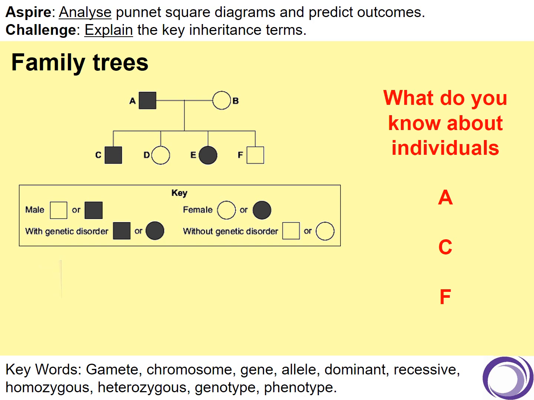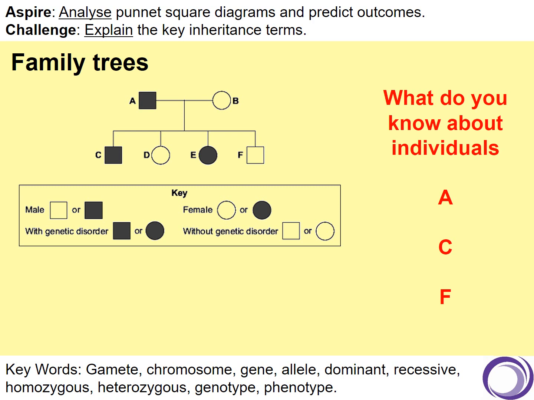Okay, time's up. So for individual A, you should have put that they are male, and you know that because it's a square, and they suffer from the genetic disorder. Individual C, again, is male and suffers from the genetic disorder. And individual F, again, is male and does not suffer from the genetic disorder. The keys there, female, male, with or without the genetic disorder.